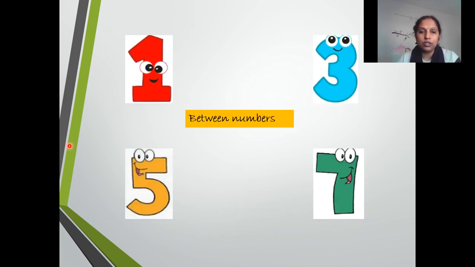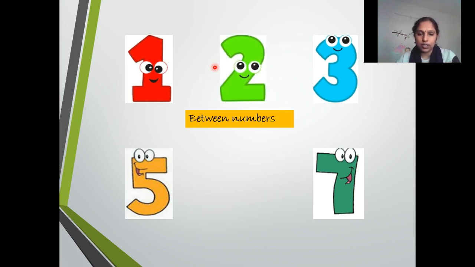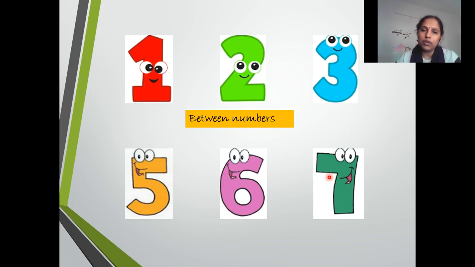Now some practice questions. See, we have given two numbers, 1 and 3. So what will come in between 1 and 3? Yeah, 2, right? Okay. Next one, 5 and 7. So what comes between 5 and 7? Yes, 6. So 6 comes between 5 and 7.